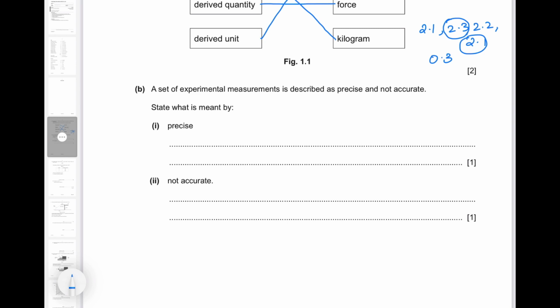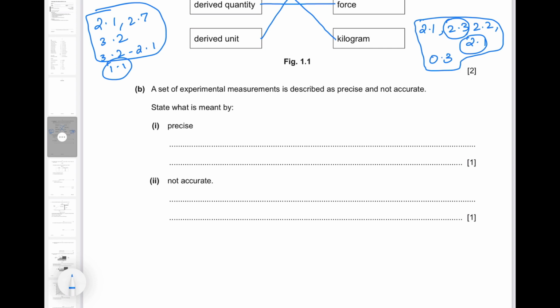And if you compared it to another set of values of, let's say, 2.1, 2.7, and 3.2, the range here would be 3.2 minus 2.1, which has a difference of 1.1. So here the range is quite large, whereas in these measurements, the range is smaller. So this set of measurements would be more precise. And part 2 asks you to explain what's meant by accurate.